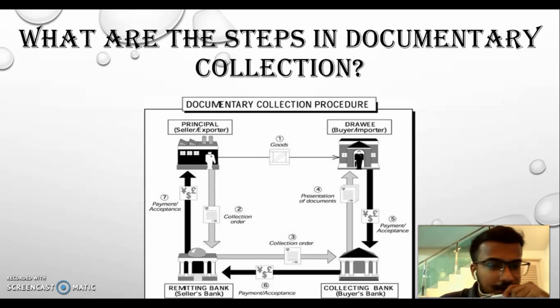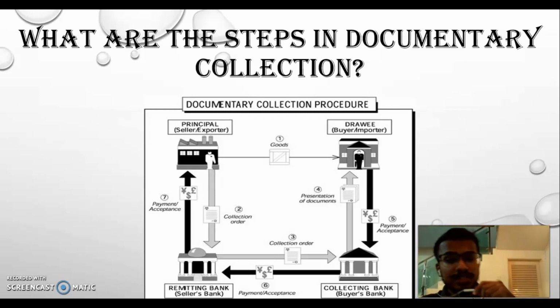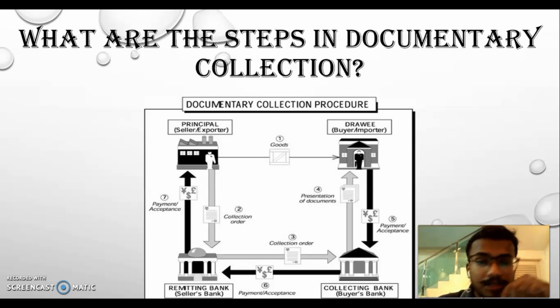Fourth process, as you all can see in the diagram, the collecting bank reviews the documents, making certain they are in conformity with the collection order, and notifies the buyer about the terms and conditions of the collection order. The fifth process is the buyer makes a cash payment and receives the documents and takes possession of the shipment.